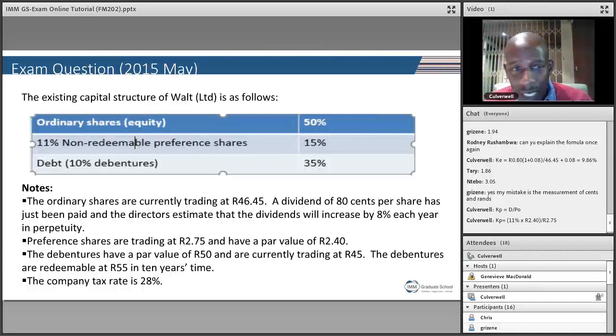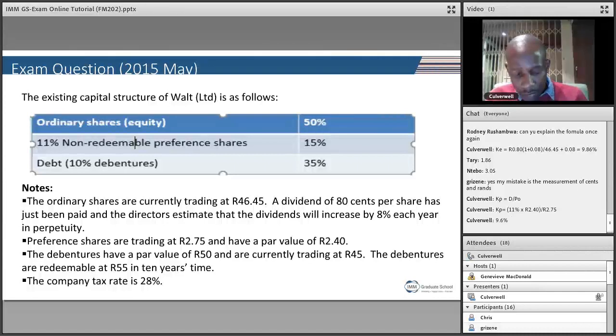So let's punch those figures in, and then we'll be in a percent to get ourselves our cost of preference shares. So I'll do the brackets off first. 11% of R2.40, I'll say R2.40. 11% expressed as a decimal times 0.11 to give you 0.264 divided by 2.75, then multiplied by 100. So you can have it expressed as a decimal. That was going to be your cost of preference shares, 9.6%.